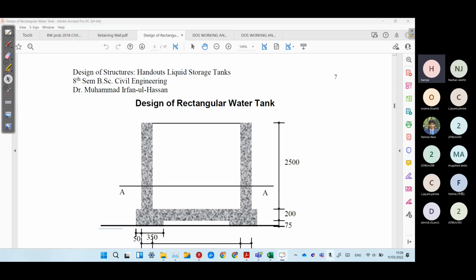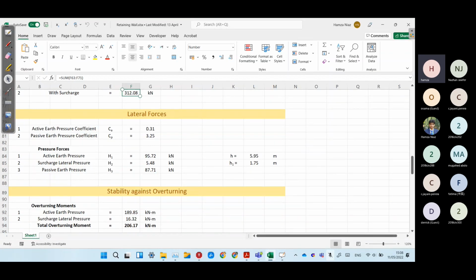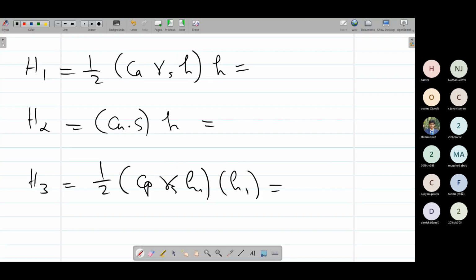Okay, any issue in this? This way we can calculate Ca and Cp first, simply using 1 minus sin phi or 1 plus sin phi, and we can calculate H1, H2, and H3. H1 is 5.95, H2 is 1.95, 1.5. Any issue in these lateral forces?